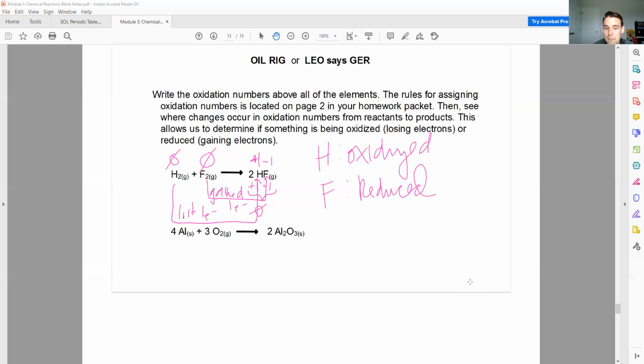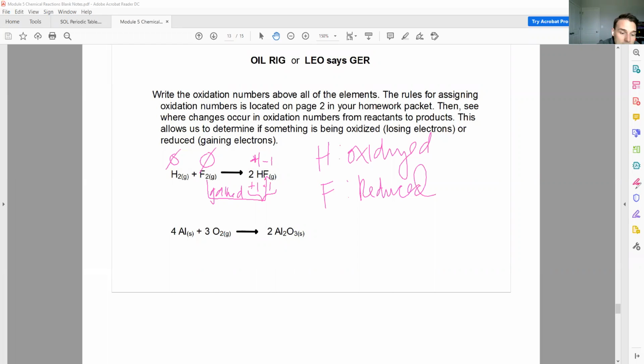Very simple. That's it. That's literally the extent that we have to do with this. Okay, I'm going to clear this so I can have the space above the next one. Now in the next one, I've got 4 moles of solid aluminum reacting with 3 moles of oxygen gas to give me 2 moles of aluminum oxide.